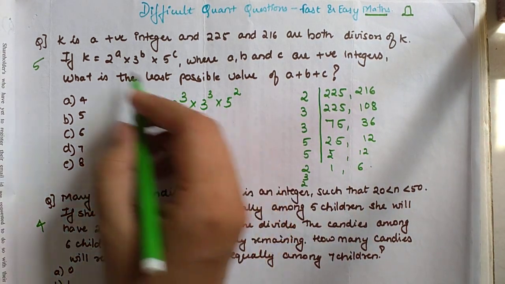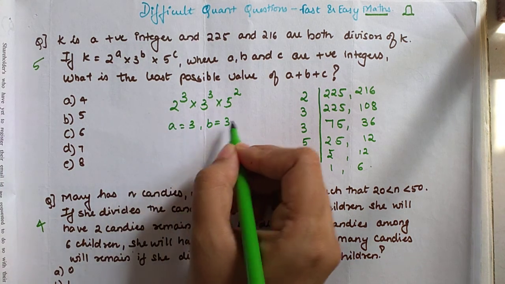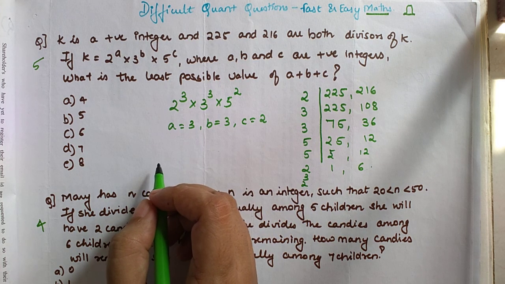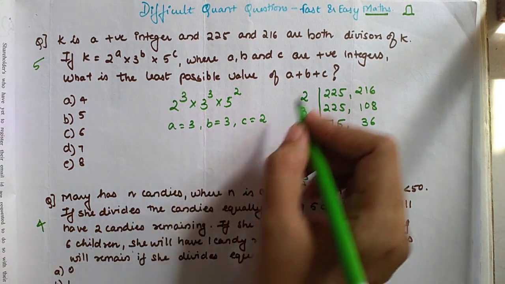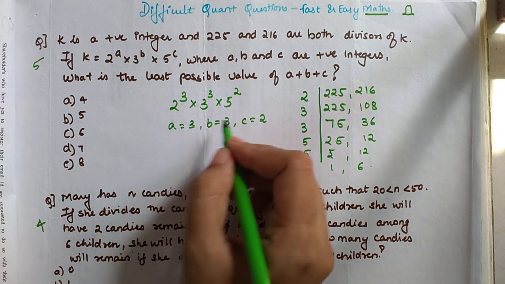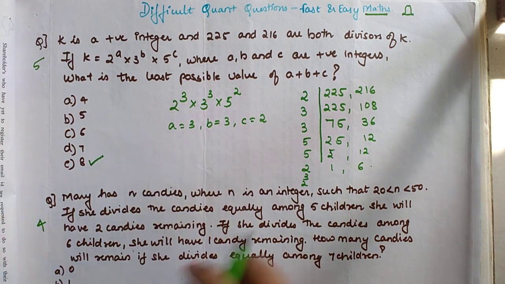So here very easily I can say a is equal to 3, b is equal to 3 and c is equal to 2. Understood? So now I can say that the value of a plus b plus c is nothing but 3 plus 3, that is 6. 6 plus 2 is 8. So your answer is 8.